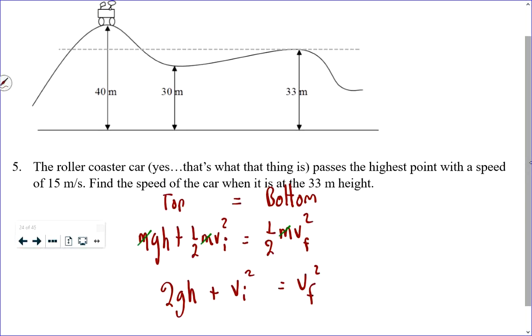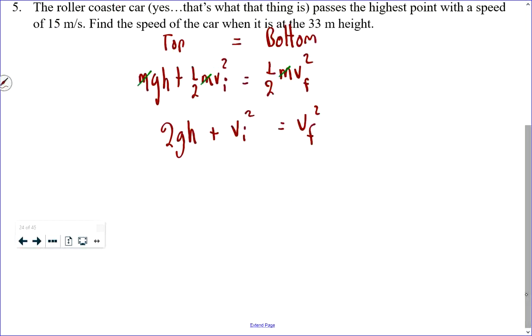However, we'd better talk about what you're going to use for h. H is the height above the lowest point. Well, that would be 40 minus 33, which is 7 meters. I can put the numbers in now. 2 times 9.81 times 7 plus 15 meters per second squared equals vf. By the way, this is a very efficient way to find answers to problems using conservation of energy rather than forces.